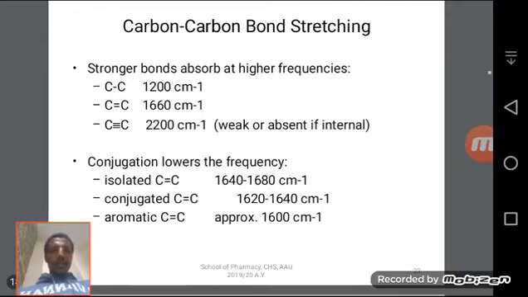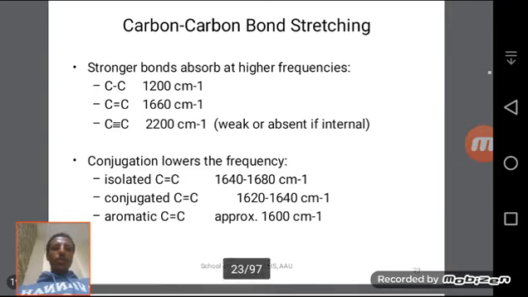Carbon-carbon single bonds have a frequency or wave number of 1,200 per centimeter, carbon-carbon double bonds have 1,660 per centimeter, and carbon-carbon triple bonds have 2,200 per centimeter. That means as we increase the stiffness of the bond between the vibrating atoms, the frequency of the vibrating atoms also increases. From the single bond to the triple bond, the frequency of the interacting atoms also increases.